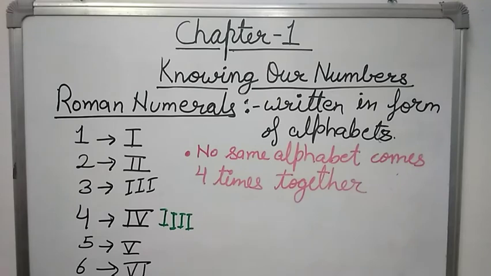No same alphabet can come 4 times together. So you cannot write any Roman numeral 4 times all together like this. For 4 we write it as I and V.